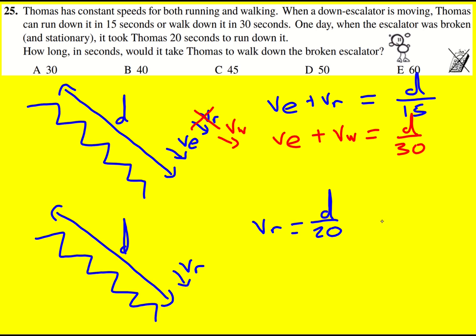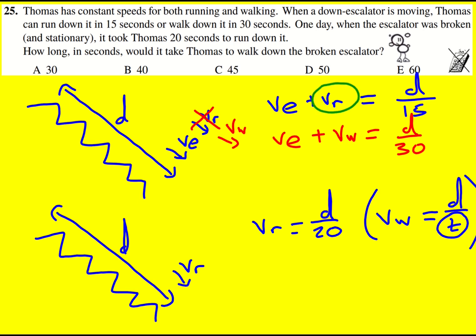Ultimately what we're trying to work out is, if I can somehow get the walking speed by itself related to d and some number here, then that will be the time that it takes Thomas to walk down the broken escalator. So that's where I'm trying to head. Right, what to do? There are different ways you can combine these equations, but I'm going to go with a substitution method.